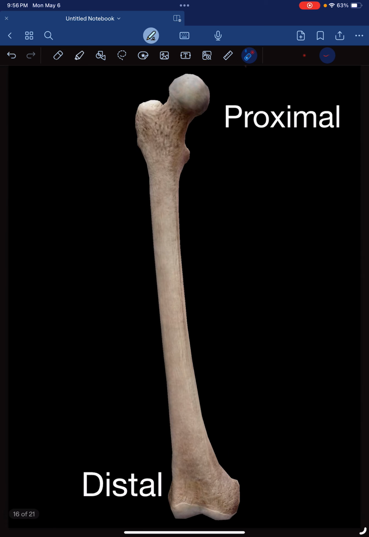So in context of specific body parts, here we have the right femur, an anterior view of the right femur. And so here is the head and neck of the femur that would go into the acetabulum of the pelvic area. And then here we have the distal head of the femur down here.